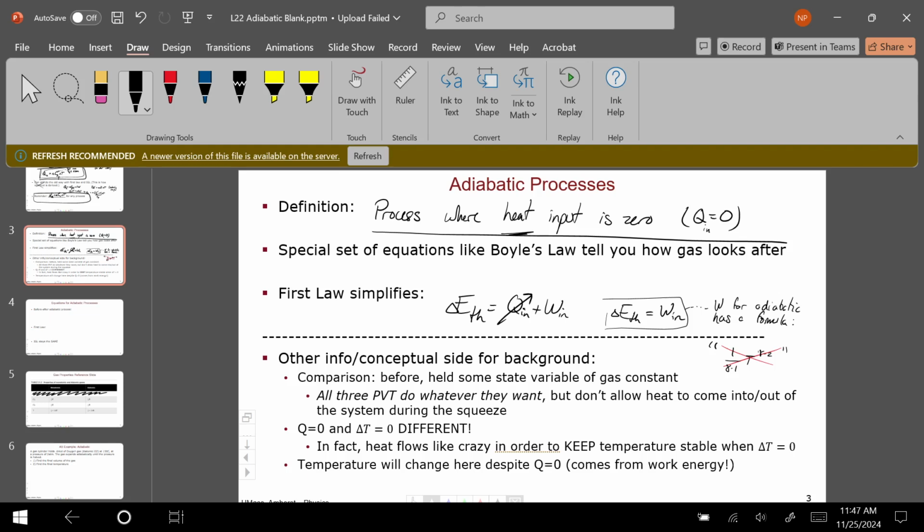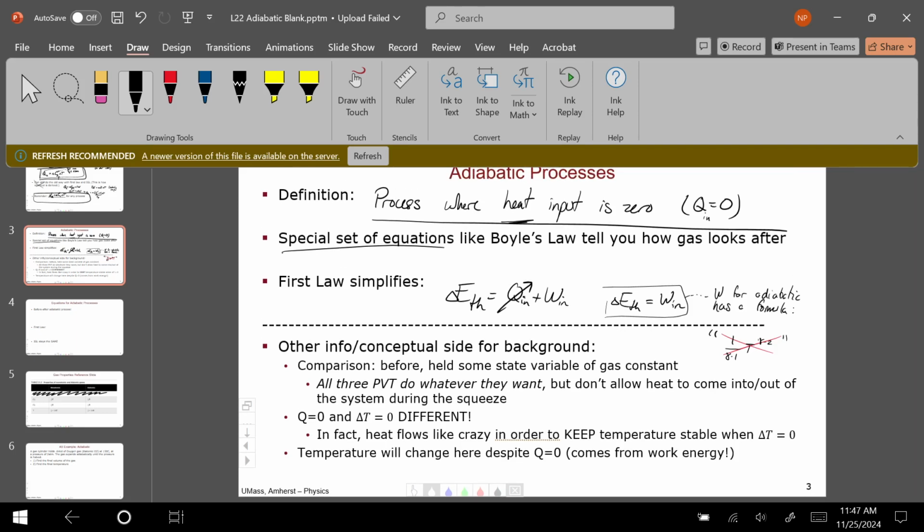But we will not use that formula. What we will use is a special set of equations that are the analog of Boyle's law, so like a before versus after sort of deal. Those are easier, and I will ask you plenty about them.